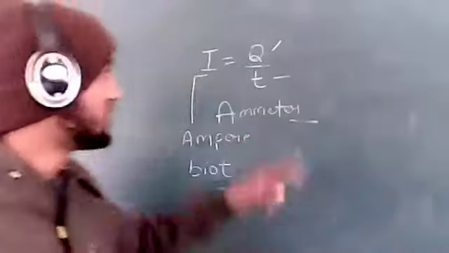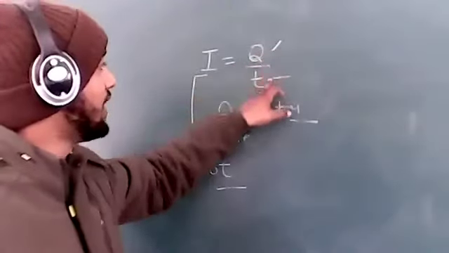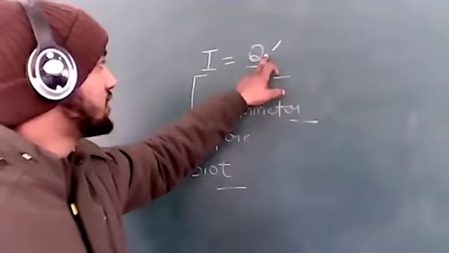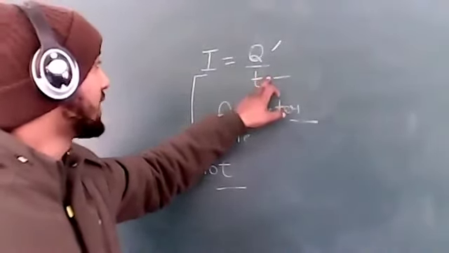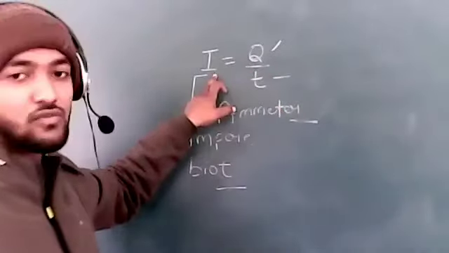Now, if we have to define 1 ampere, how will you define it? You just put both values as 1: when 1 Coulomb of charge flows in an electric circuit, or closed circuit, in 1 second, that will be 1 ampere of current.